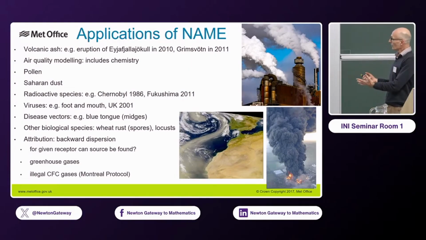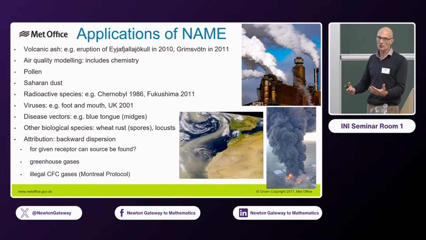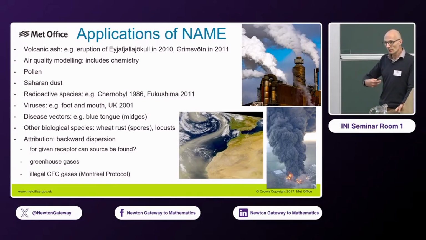What I've referred to so far assumes that the properties of the source are known, its location and the emissions, so you can run the model forwards in time to predict where that material is going to go. But it can also be run backwards in time, not like running a film backwards, but if you have a receptor measuring material and you'd like to know where that material comes from, then you can run the model backwards. This is very useful for greenhouse gas attribution and also for detecting the sources of illegal CFCs.